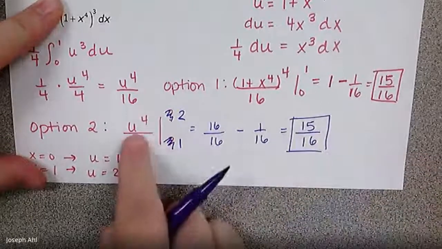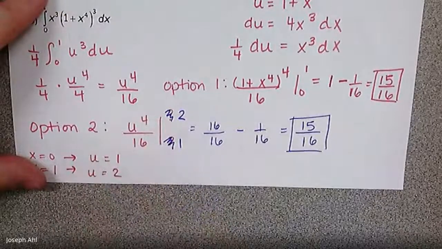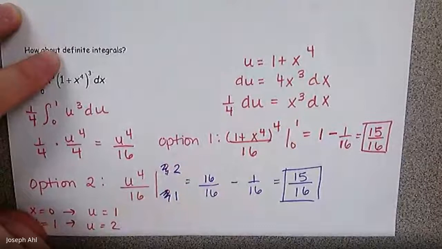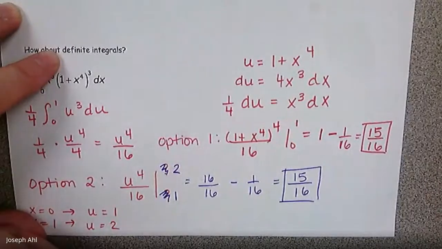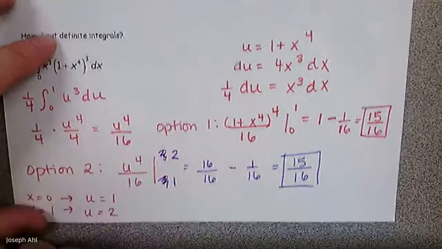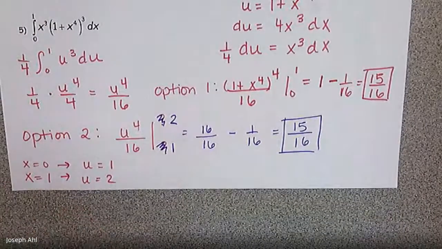15/16. So you might wind up being a u person eventually, where you like leaving it with u and changing the bounds. Or maybe you're a person who likes subbing back in for x and then using the original bounds. It's really, I think, up to you. There might be cases later on where it's easier to choose one option as opposed to another. So we'll mix it up here and there and see which method we like the best.